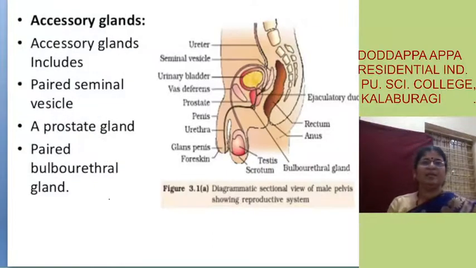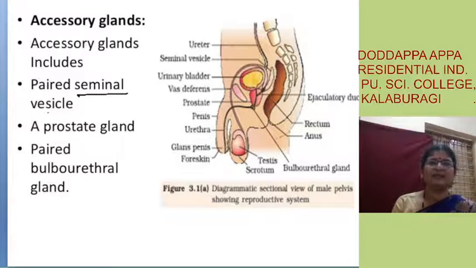Okay. Now accessory glands. Accessory glands include seminal vesicle, which is paired. You have to remember which are paired, which are unpaired. So accessory glands include paired seminal vesicle, prostate gland, which is not paired, and bulbourethral gland. So these two are present in pair, that is seminal vesicle and bulbourethral gland. What is the other name for bulbourethral gland? You already know. What is that? Cowper's gland.